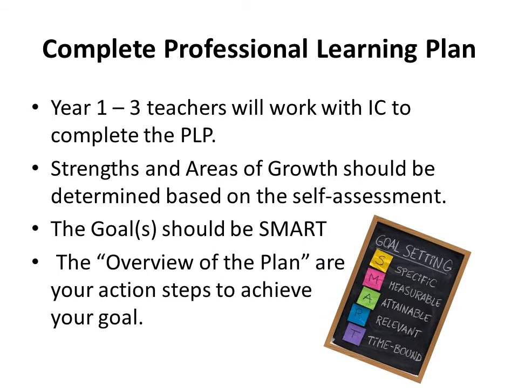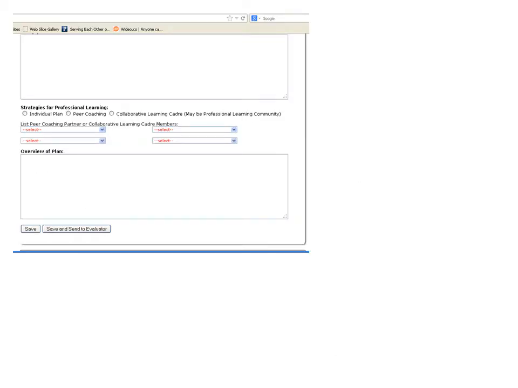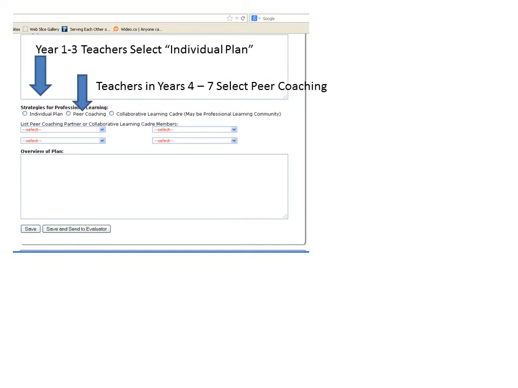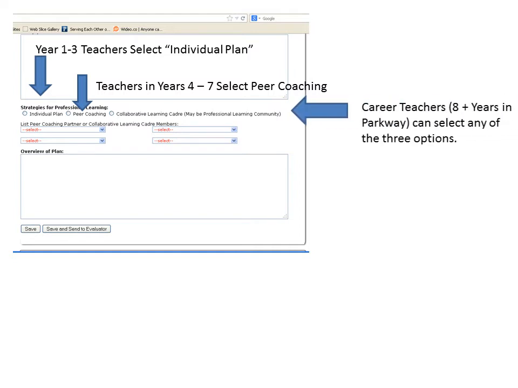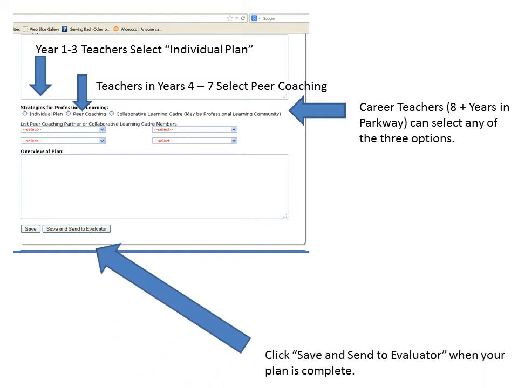The overview of the plan are your action steps to achieve your goal. If you are in years 1 through 3, you need to select the individual plan. If you're a teacher in years 4 through 7, you'll be selecting peer coaching. If you're a career teacher, which is a teacher that has been at Parkway 8+ years, you may select one of the 3 options: the individual plan, peer coaching, or the collaborative learning cadre. Remember to click Save and Send to the evaluator when your plan is complete.